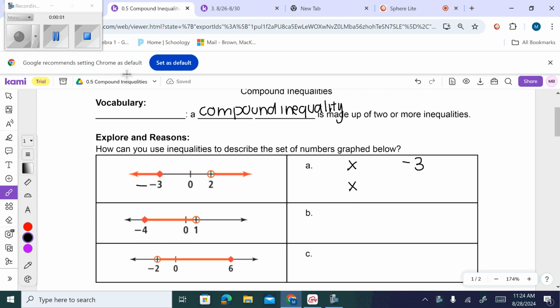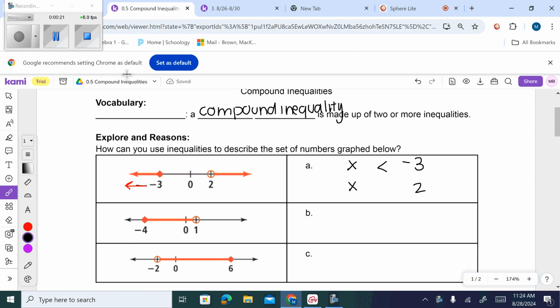And what number is going to go to that second x? 2. All right, now we've got to figure out what sign. Y'all, which way is this -3 going? That way. What direction is that? Less than. That is less than. So I need x is less than -3, or equal to, with the line.